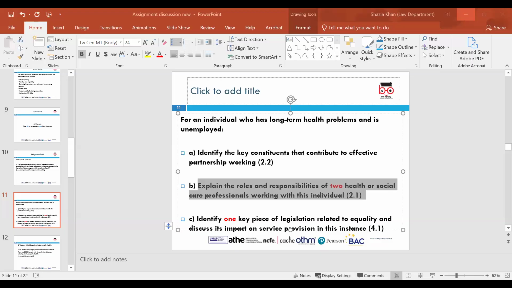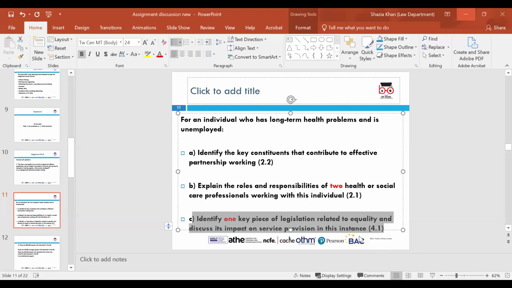So the next question is: identify one piece of legislation, only one piece of legislation related to equality, and discuss its impact on service provision in this instance. Which learning outcome is that? Learning outcome 4, excellent. Here you would discuss one piece of legislation relating to equality. Which legislation would you look at?